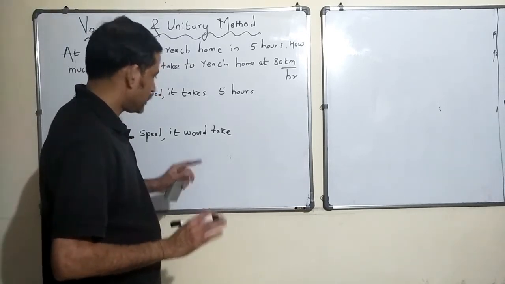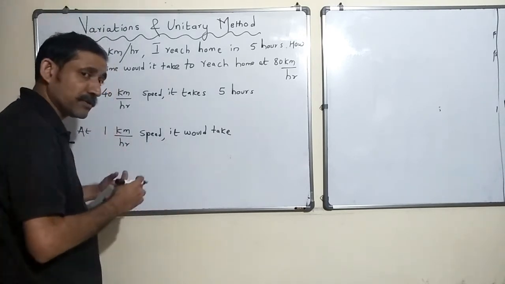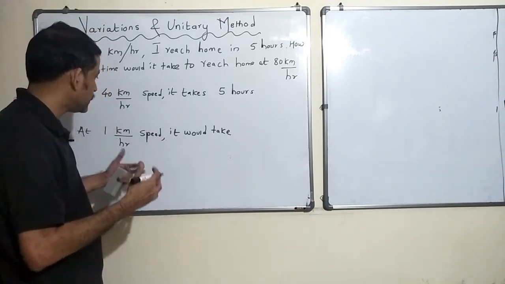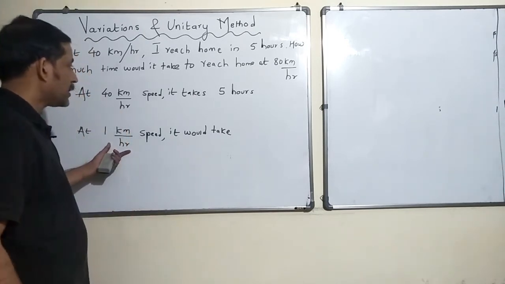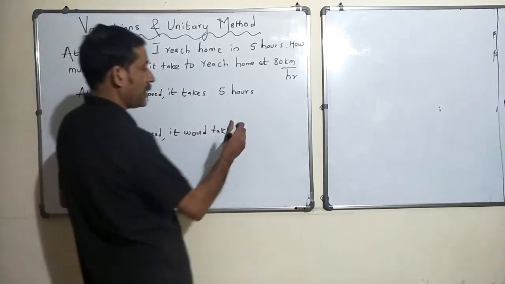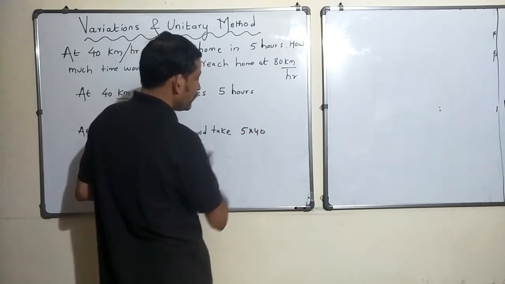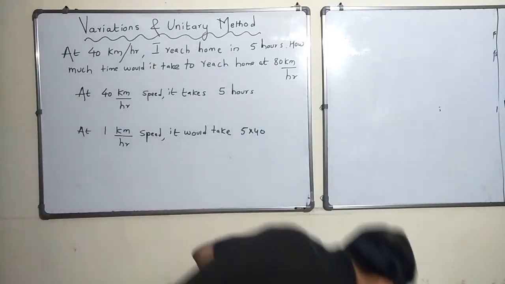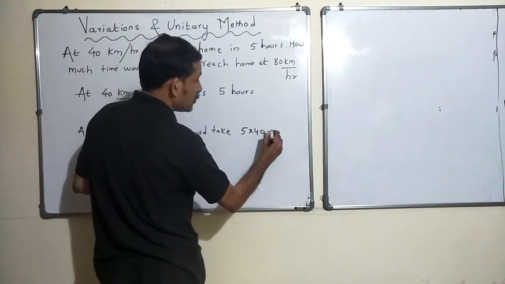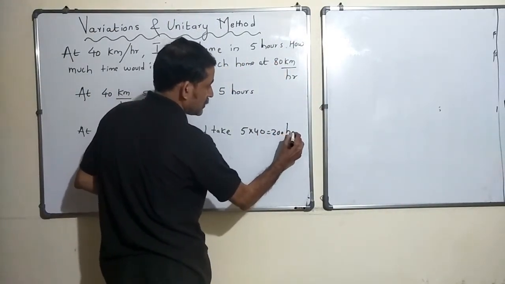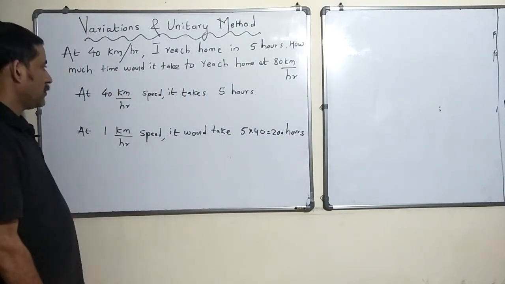Now you have reduced the speed, so naturally if you are going at lower speed, these are very common sense things. If you are going at 1 km per hour speed, you are going to take much more time, we have slowed down considerably. So it would be 5 into 40, which is 200 hours. You will take 200 hours.